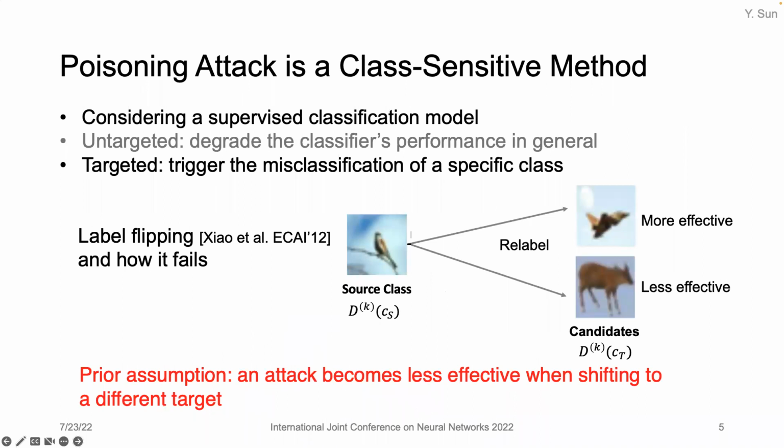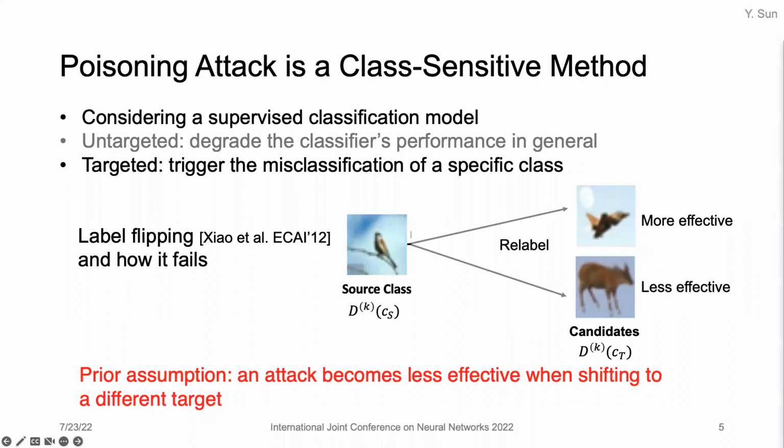Moreover, these attacks are usually either untargeted or targeted. The goal of the untargeted attacks is to degrade a classifier's performance in general. By contrast, the targeted attack aims to trigger the misclassification of a specified class. We mainly focus on the targeted attack in this research. In particular, label flipping is one type of poisoning attack where a set of data's labels are flipped to a different class for malicious model training.